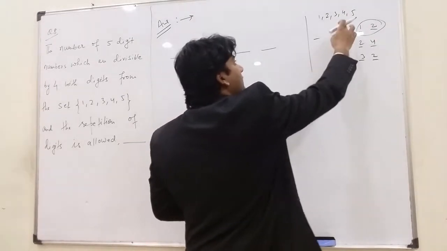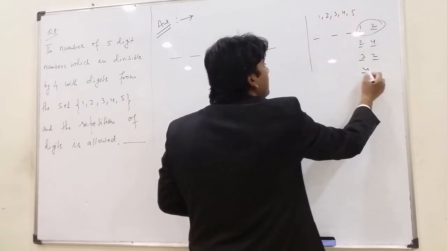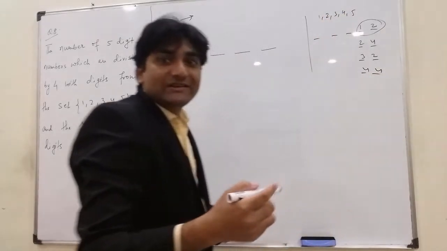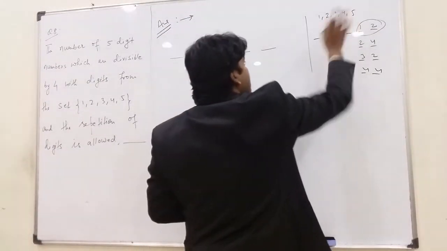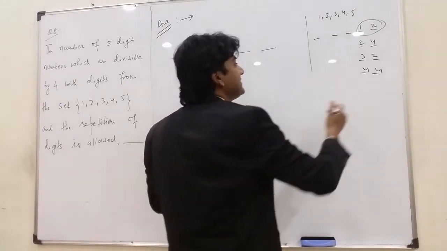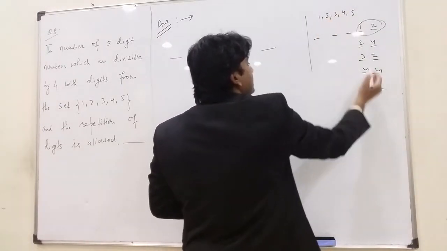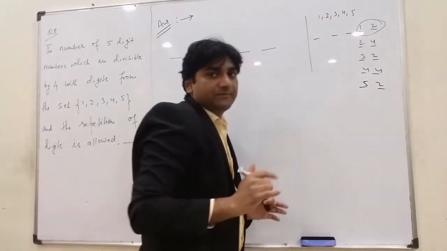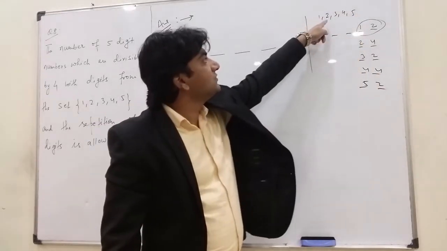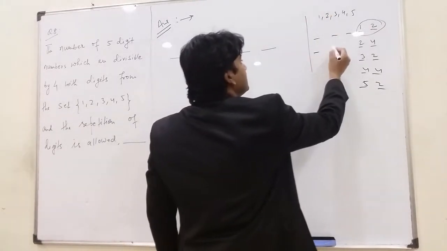Now we will start with 4. 41 not possible, 42 not possible, 43 not possible. But 44 is possible because digits can repeat, it is mentioned in the question. 45 is also not possible. Then we will start with 5. 51 not possible, 52 possible, and 53, 54, 55 not possible. Similarly, 11 not possible, 22 not possible, 33 not possible.